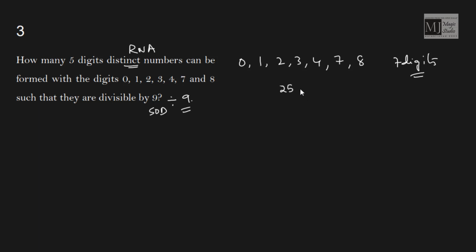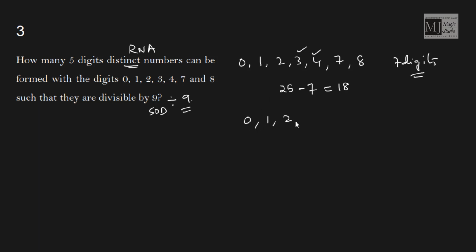So the first number which is divisible by 9 below 25 is 18. If I deduct 7, I'll get 18. So if I leave 7, but I need to leave 2 digits, let me leave 4 and 3.